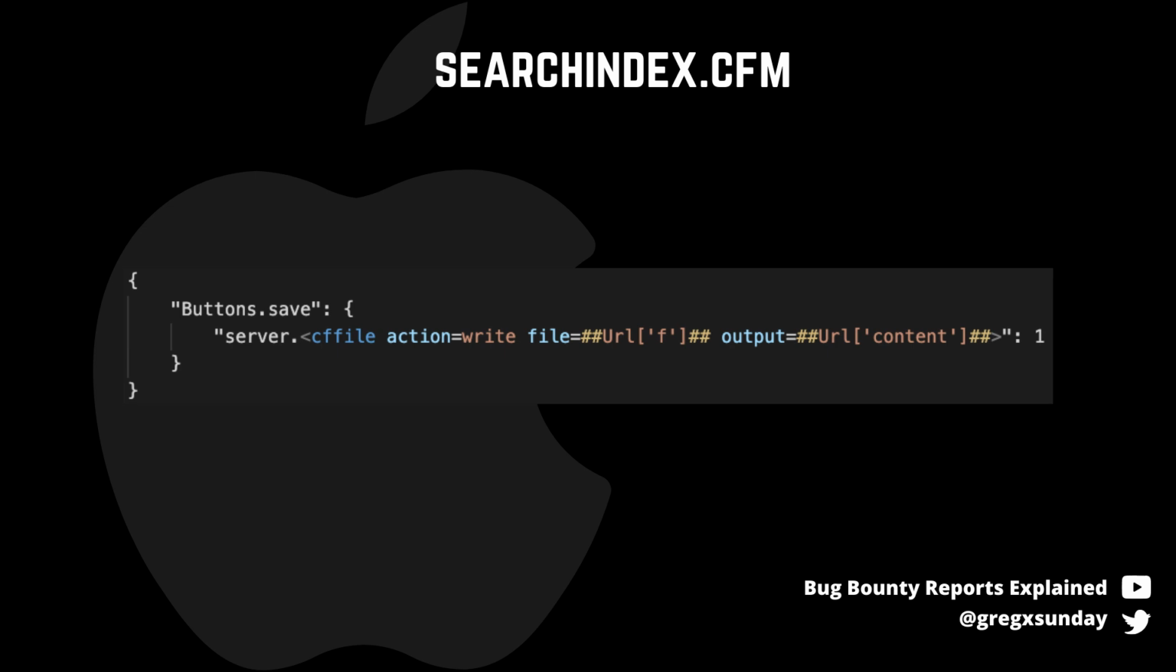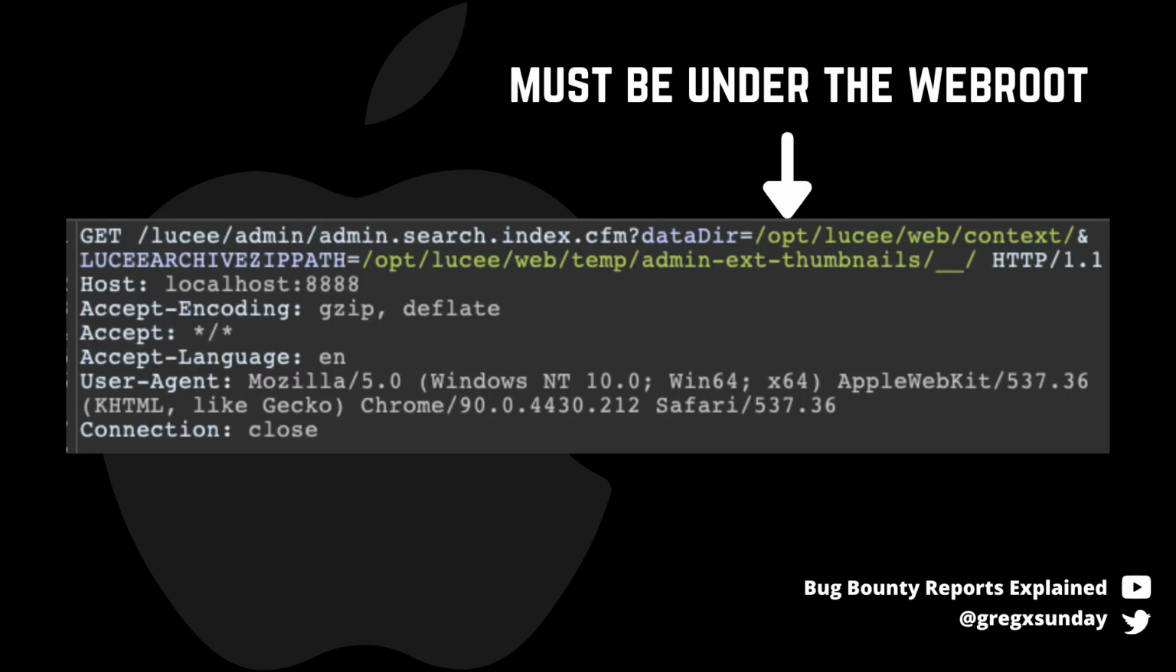The code inside those tags will be executed when the searchindex.cfn file is requested. For this, it must be placed inside the web root, but again, you control the directory in which it will be saved. Connecting all this together, you can achieve an RCE. Let's now go through it step by step.